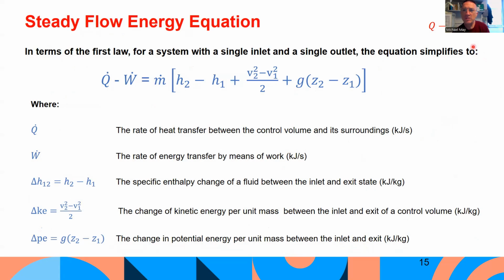So applying the first law of thermodynamics to an open system or control volume, we're dealing with a single inlet and a single outlet. It's basically the rate of heat transfer minus the rate of work being done by the system equals the rate of change of energy in the system in the forms of enthalpy, kinetic energy, and potential energy.